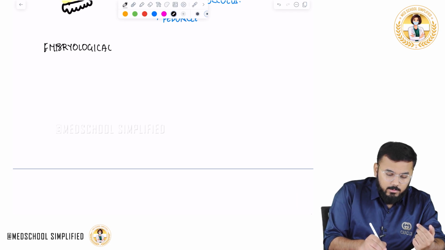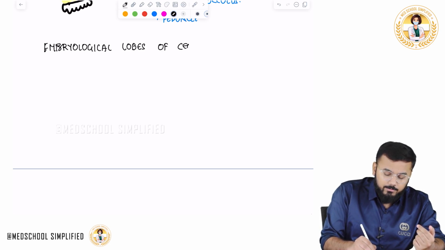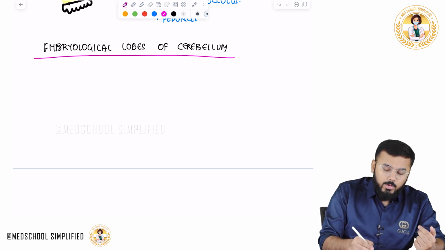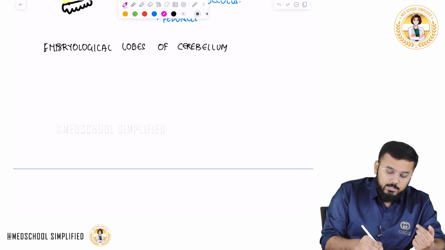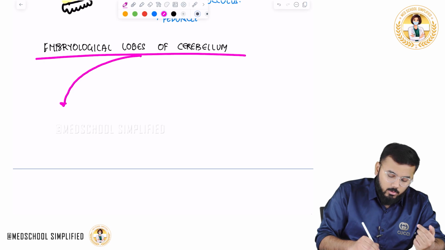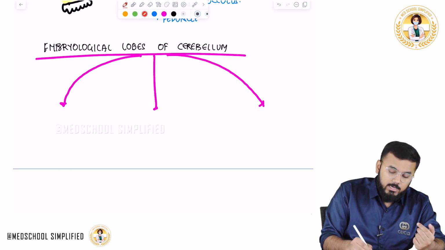Embryological lobes of the cerebellum. So what are these embryological lobes of the cerebellum? Embryologically, your cerebellum is divided into 3 different lobes. So what are these 3 different lobes? 1, 2 as well as 3.